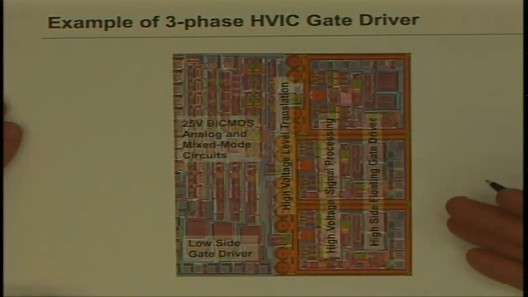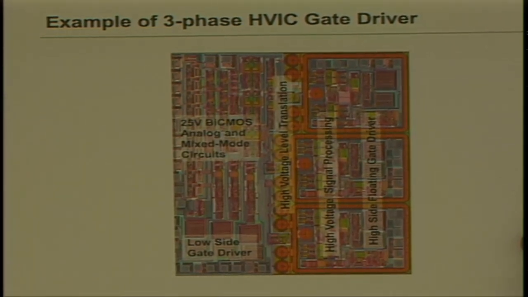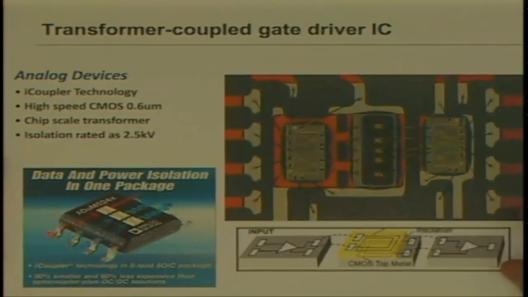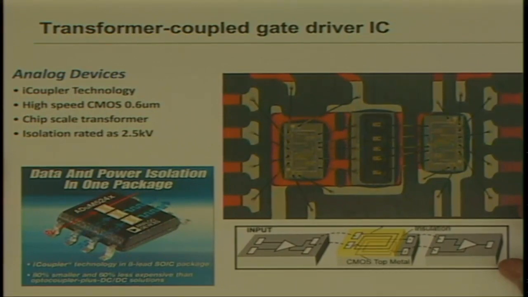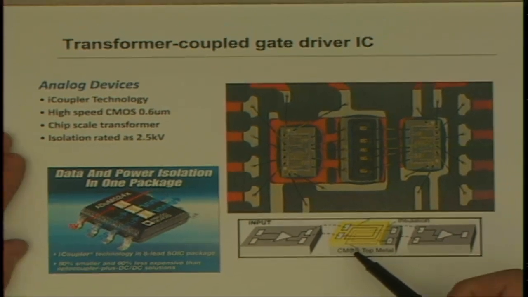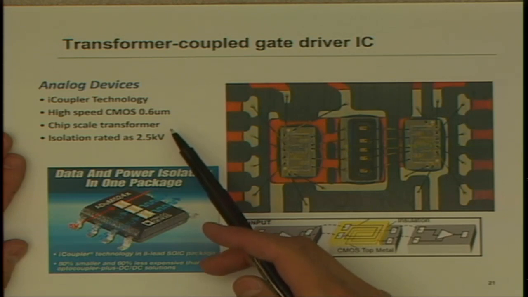And this is a 1200 volt device. So this can all be accomplished in integrated circuits. But many applications require that you have true galvanic isolation. So there are a number of options with integrated transformers. This is an example of Analog Devices. They call it iCoupler topology.